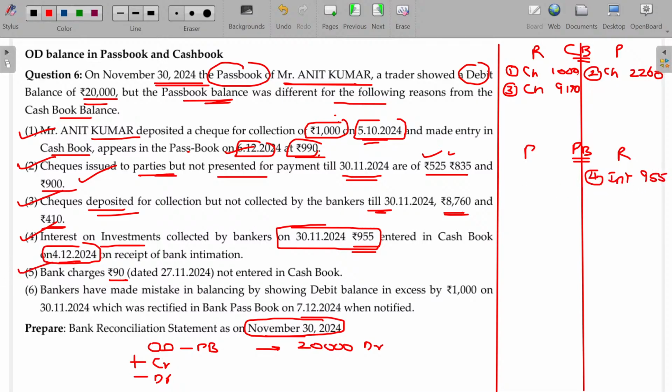Fifth one, bank charges 90 dated on this, not entered in the cash book. So there's a payment in the passbook, bank charges, the value being 90, not shown here.